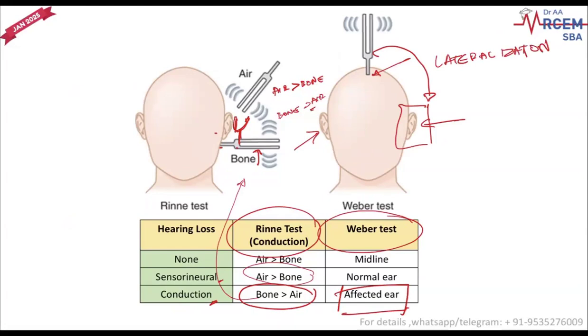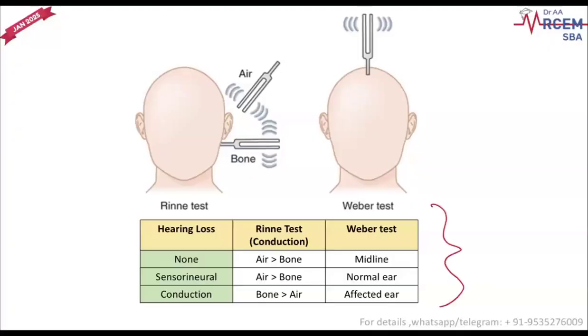What happens in a sensory neural deafness? In sensory neural deafness, he'll say that he's able to hear better in the normal ear. That is, lateralization is towards the normal ear. This tabular form is very important, tested previously in the exam. People get confused here, so be aware.